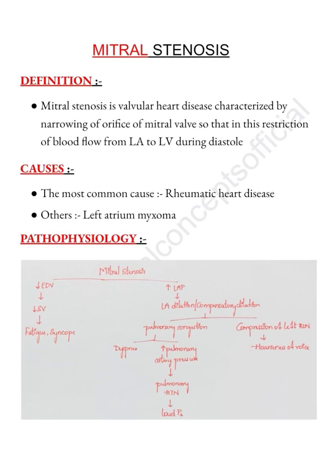Coming to causes, the most common cause is rheumatic heart disease. Others: left atrium myxoma. A tumor may be present in the left atrium that comes and blocks the mitral valve. Coming to the pathophysiology, during mitral stenosis, there will be decreased end diastolic volume that leads to decreased stroke volume, leading to fatigue and syncope.